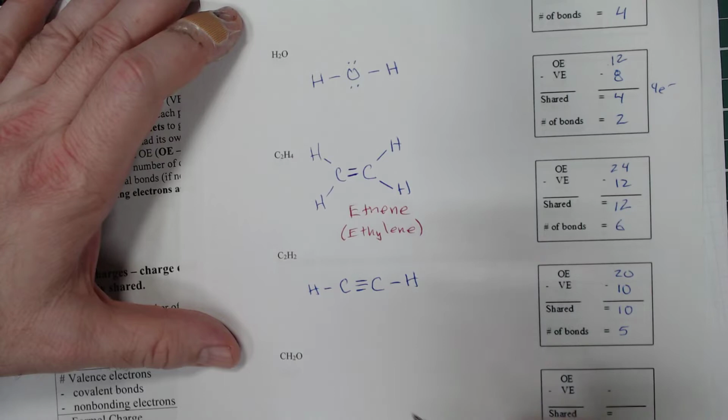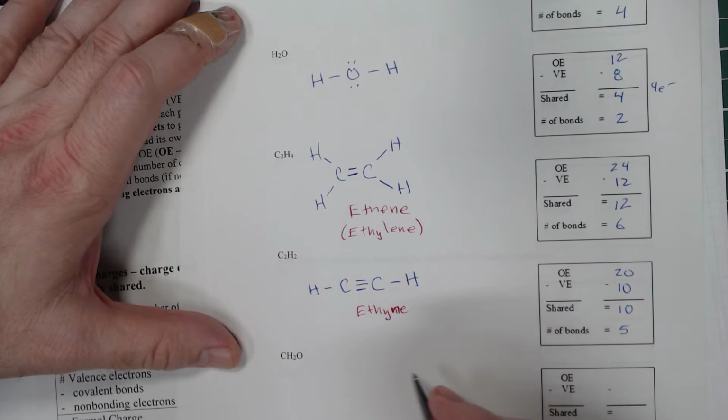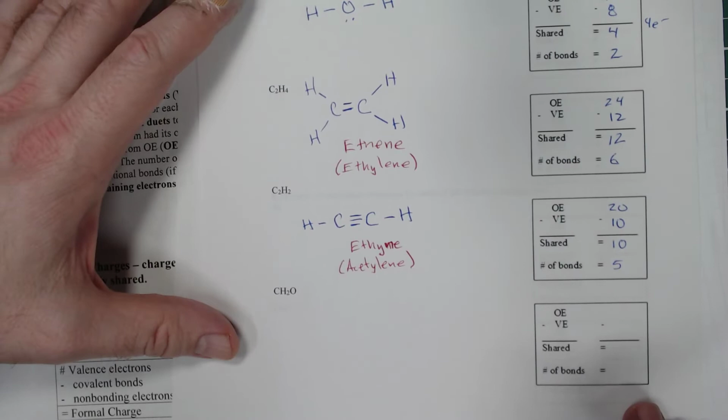Again, the official name for this is ethyne, E-T-H-Y-N-E. My N got a little messed up there. But hardly anybody ever calls it that. Almost everybody calls it acetylene. And it is used as a welding gas and has a very, very high heat of combustion.